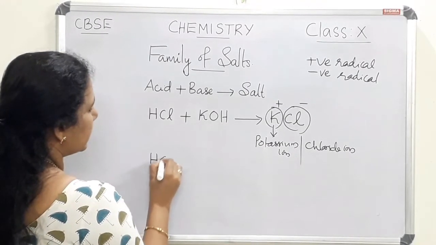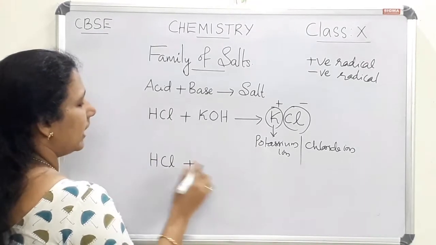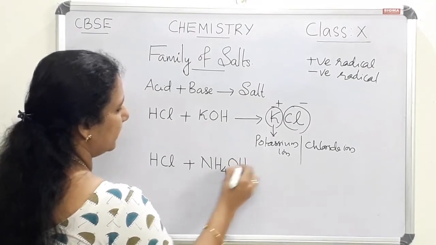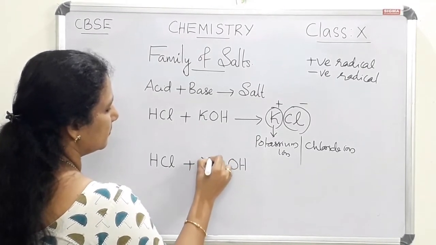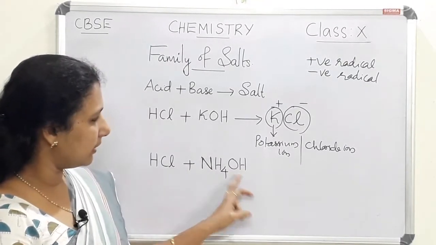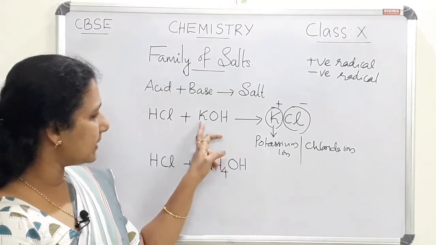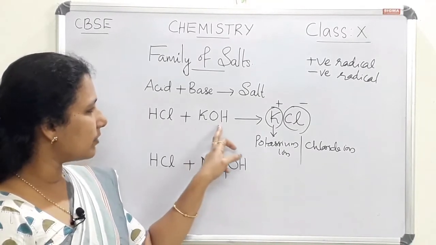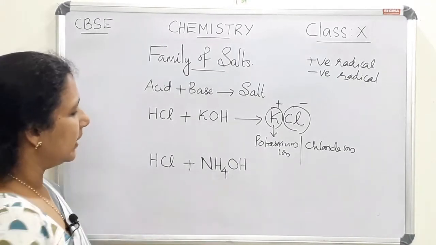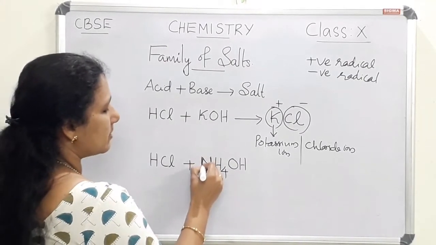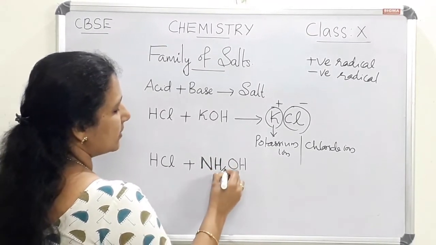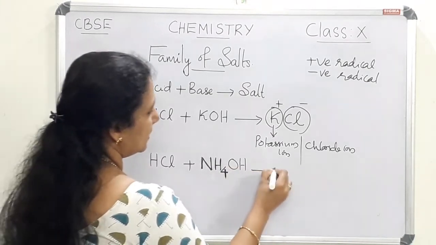Now we can write another example. If HCl, the same acid, reacts with another base called ammonium hydroxide. This is a particular example. In all the other cases we have seen a metal part first, and a metal hydroxide is a base. In this case, it is not a metal hydroxide, it is another base called ammonium hydroxide, with ammonium being NH4. So NH4OH is the base.